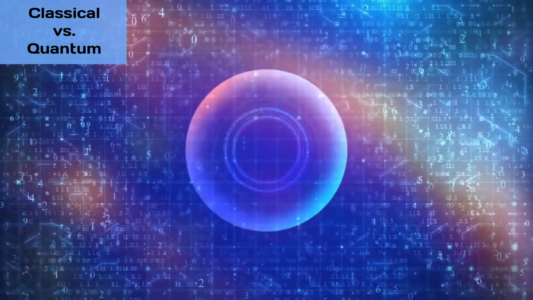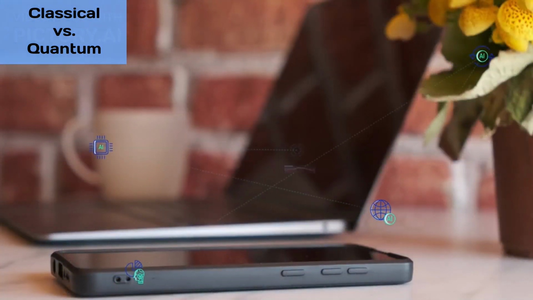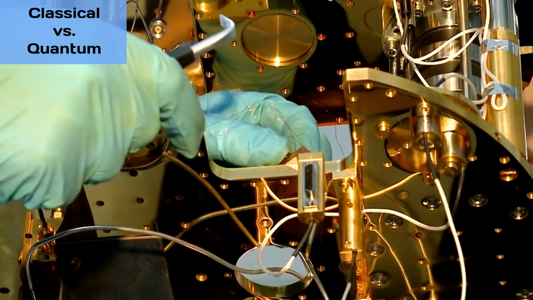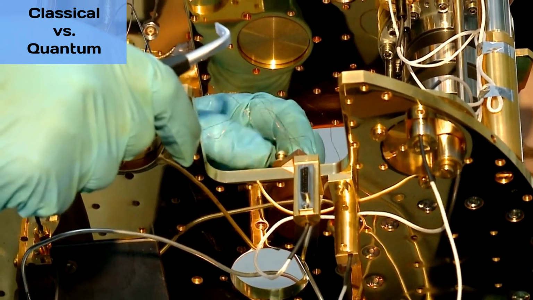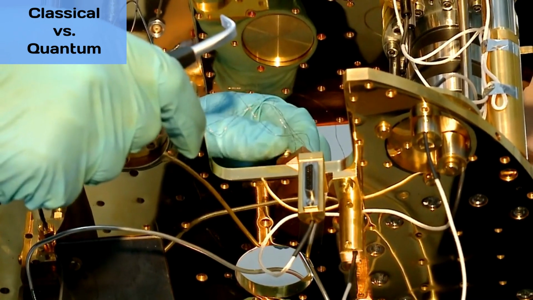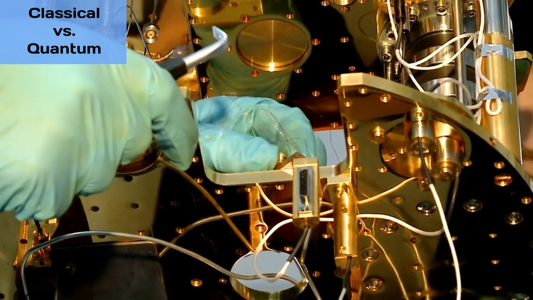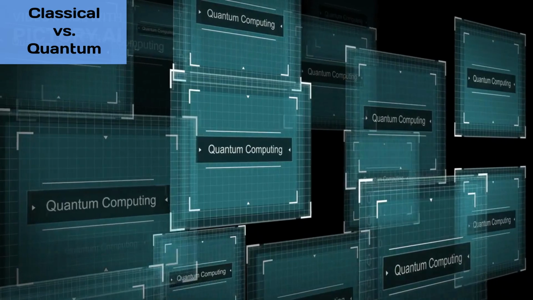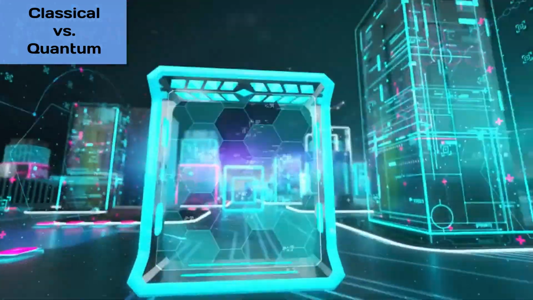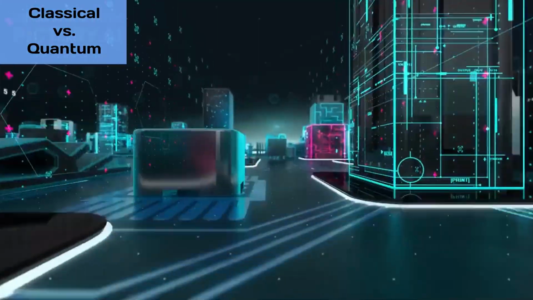4. Advantages of quantum computing. Now, let's discuss the advantages of quantum computing. 1. Speed. Quantum computers can solve certain problems exponentially faster than classical computers. For example, they can factor large numbers, which is crucial for cryptography. 2. Complex problem solving. They excel in optimization problems, making them valuable in logistics, finance, and drug discovery.